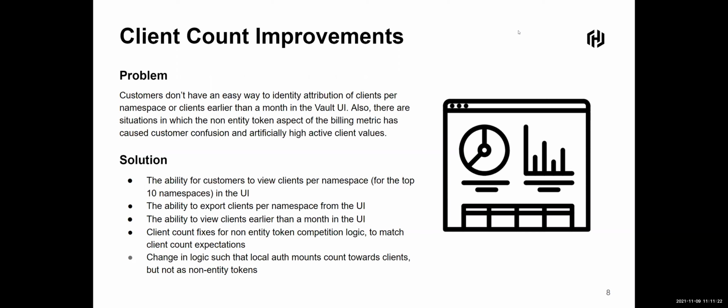Prior to 1.9, we did not have a way to deduplicate non-entity tokens, which meant that every time those tokens were used, they incremented the client count. What we've done in 1.9 is we've changed the non-entity token computation logic to deduplicate non-entity tokens, resulting in the reduction in overall client counts. We've also changed local auth mount computation logic in case you're using local auth mounts for the purposes of compliance and GDPR. And we've changed the logic such that local auth mounts count towards clients, but not as non-entity tokens. So net in 1.9, we've made sure that we've elevated your experience with regards to understanding attribution of clients within Vault. And we've also ensured that we're providing much more reliable overall aggregates for clients.